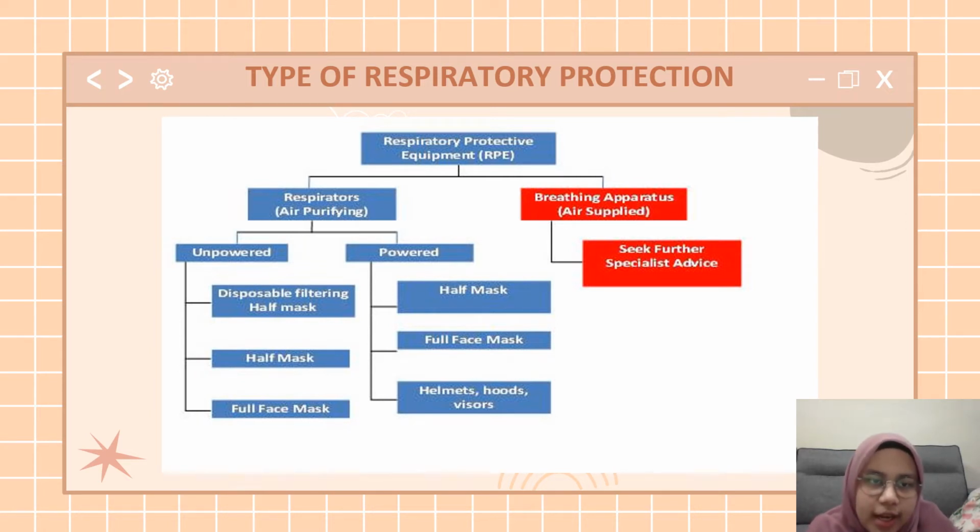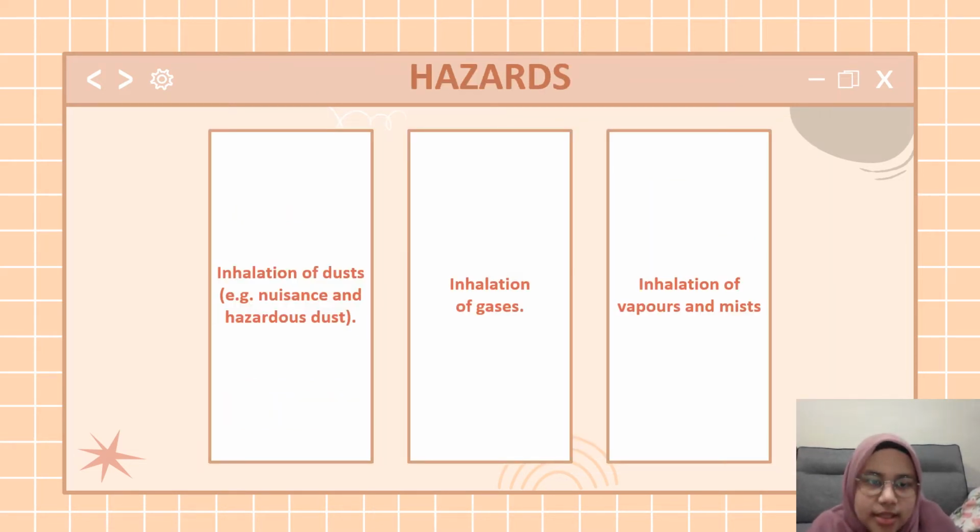For air purifying, we have two categories, which are unpowered and powered. For unpowered, we have the disposable filtering half mask and full face mask. For powered air purifying, there is half mask, full face mask, helmet, hood, and visor. For air supply, we have to refer to specialist advice. The hazards are inhalation of dust, gases, vapor, and mist.